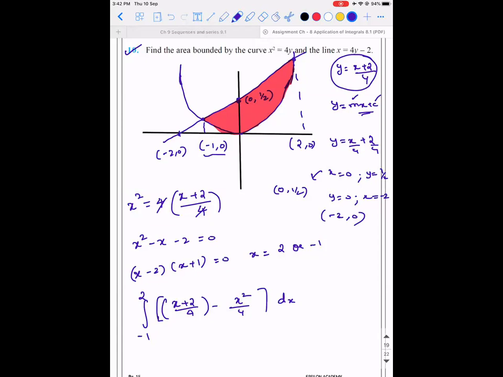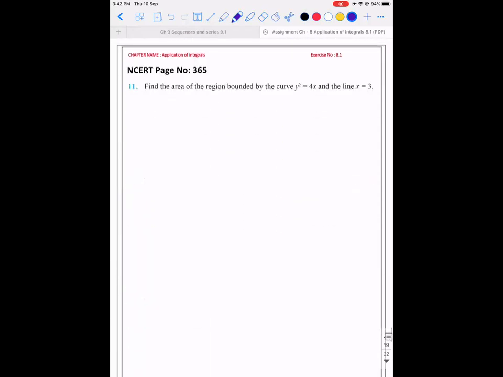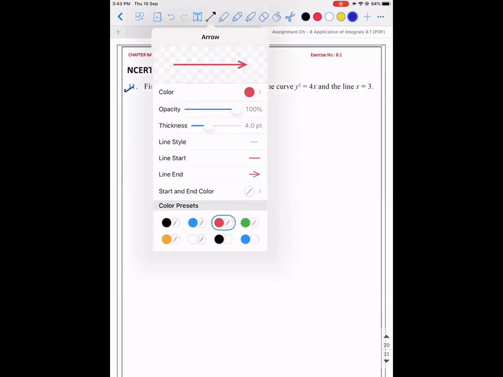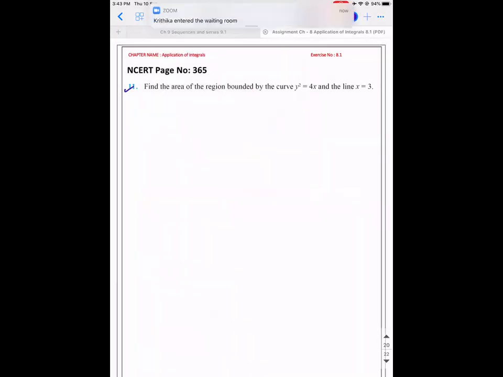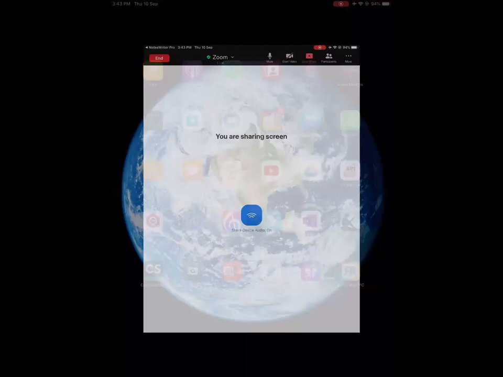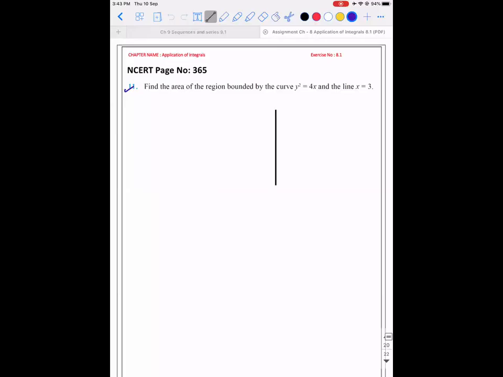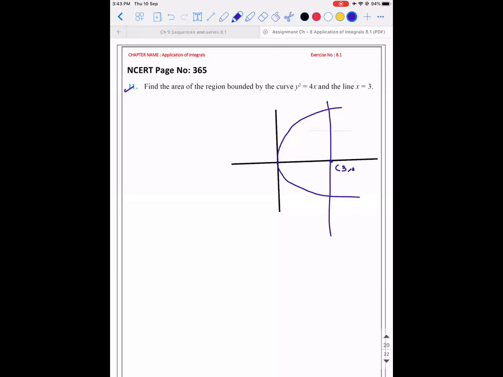Shall I move on to the next one? 3 more problems, with that we are done. The area of the region bounded by the curve y square is equal to 4x and x is equal to 3. What is y square is equal to 4x? Rightward parabola. And x is equal to 3 is a line parallel to the y-axis. So this point will be 3 comma 0, and this point will be 0 comma 0.